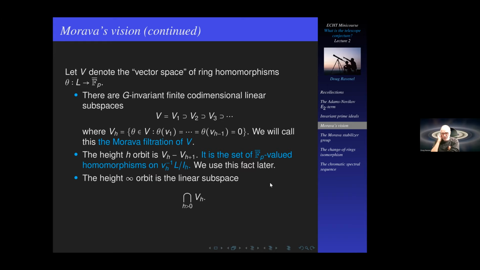Now, this intersection isn't zero. I'm not claiming that this intersection is zero. There are lots of formal group laws over FP bar that have height infinity, meaning they're isomorphic to the additive formal group law, but they're not actually the additive formal group law.